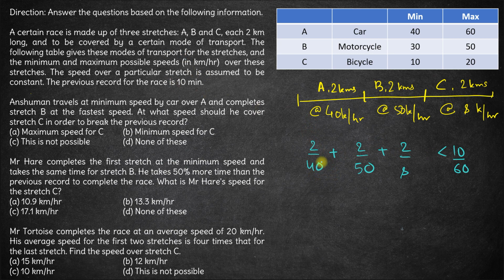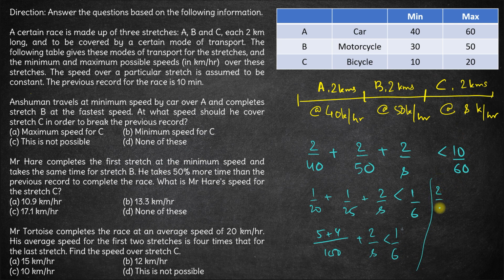So let's see. 2 by 40 is 1 by 20, plus 2 by 50 is 1 by 25, plus 2 by s should be less than 1 by 6. Okay. 1 by 20 plus 1 by 25, the LCM here will be 100. This will be 5 plus 4, so 9 by 100, and plus 2 by s should be less than 1 by 6. So we have 2 by s should be less than 1 by 6 minus 9 by 100.